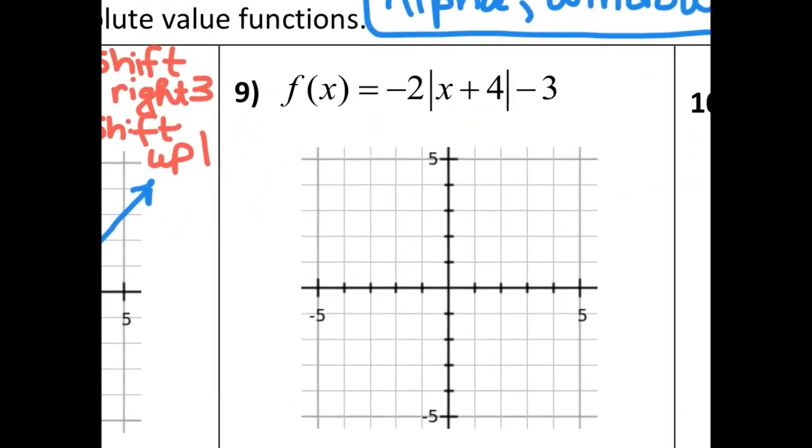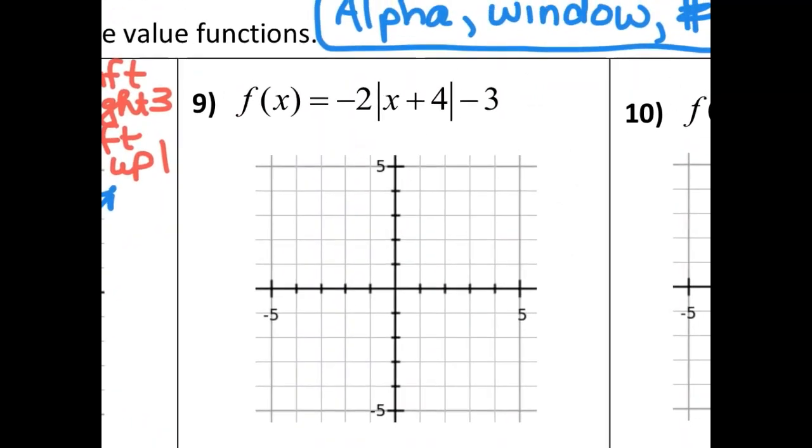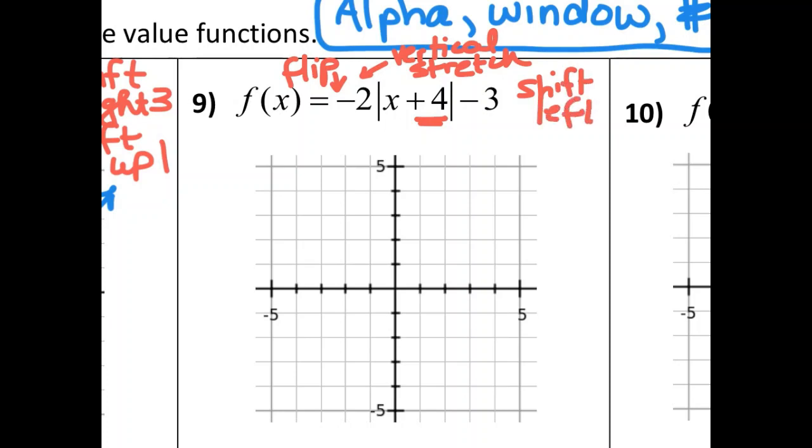Number 9 has 4 transformations. Let's look at them individually. First of all, it's going to be a flip over the x-axis. It's going to have a vertical stretch, which means that changes the slope. It's going to shift left. And it's going to shift down.